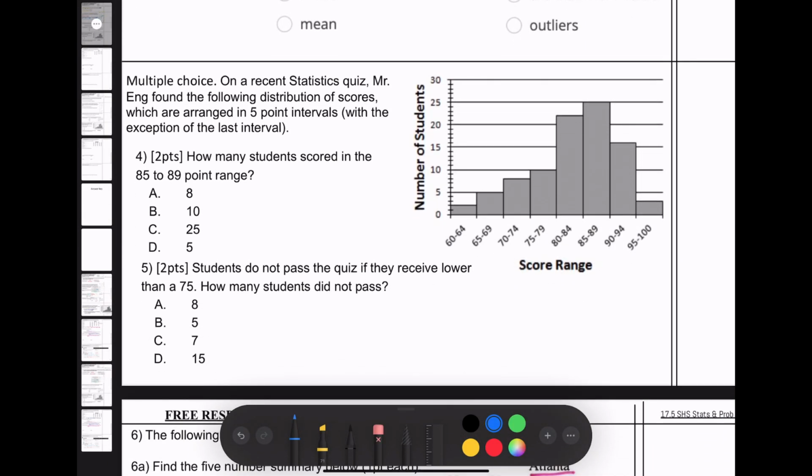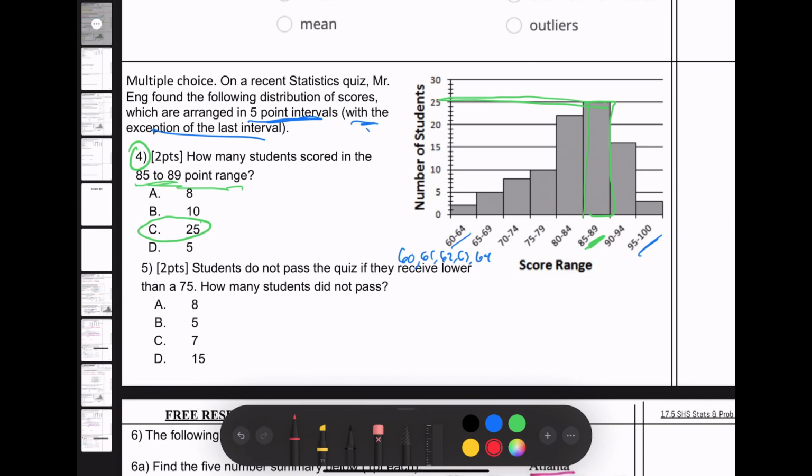Question number 4. On a recent statistics quiz, Mr. Ng found the following distribution of scores, which are arranged in 5-point intervals. 5-point intervals are here. So 60, 61, 62, 63, and 64. It also notes that the last interval does not have 5, it probably has 6. Question number 4. How many students scored in the 85 to 89 range? So here's 85 to 89. This is 25. C is our correct answer for number 4.